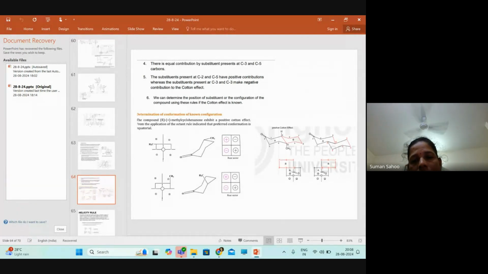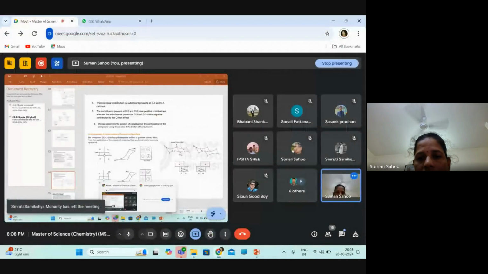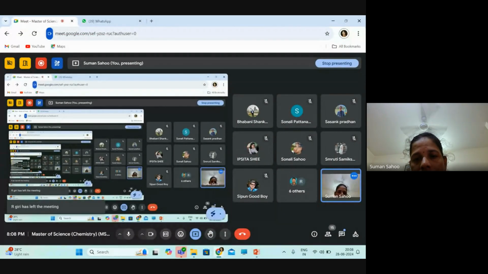Okay, I think we can just end our class here today if no one else is having any doubt. Stereochemistry, we finished stereochemistry today. From tomorrow we will have reactive intermediates. In reactive intermediates we have carbocations, carbanions, carbenes, nitrenes and arynes. Okay, so their stability, structure and their reactions, some rearrangements, we will study those things.